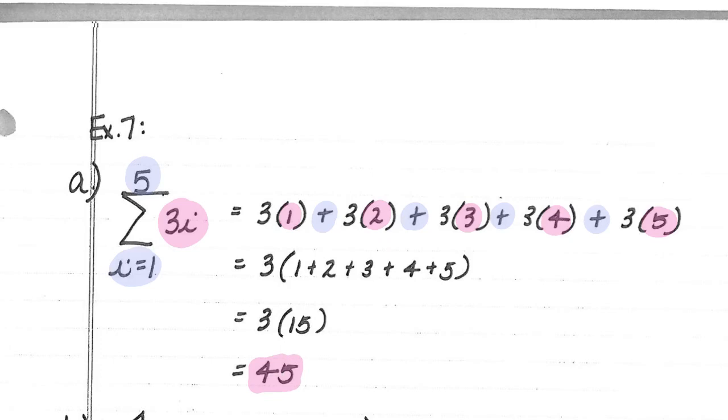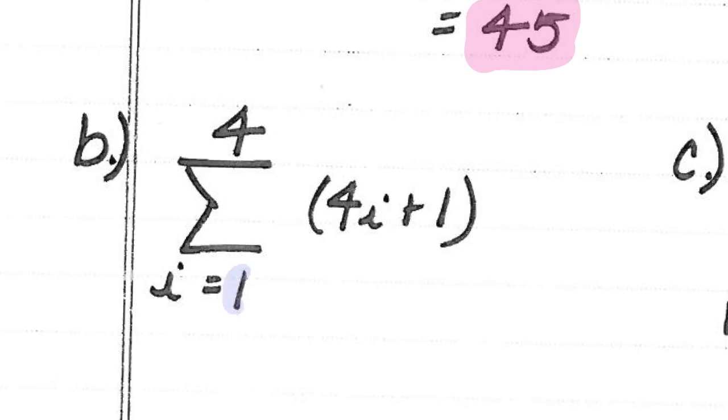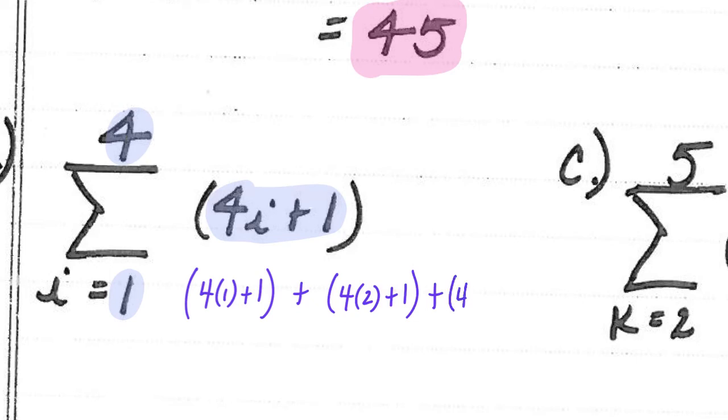Now, let's go ahead and see if we can write this out for B. This is saying the lower limit is 1, the upper limit is 4, and we're putting it into this equation every time and adding it. So the first, sorry, I need a pen. The first would be 4 times 1 plus 1, plus 4 times 2 plus 1, plus 4 times 3 plus 1, plus, my upper limit is 4, 4 times 4 plus 1. And when I go ahead and find out what all of that is, I end up getting 44.